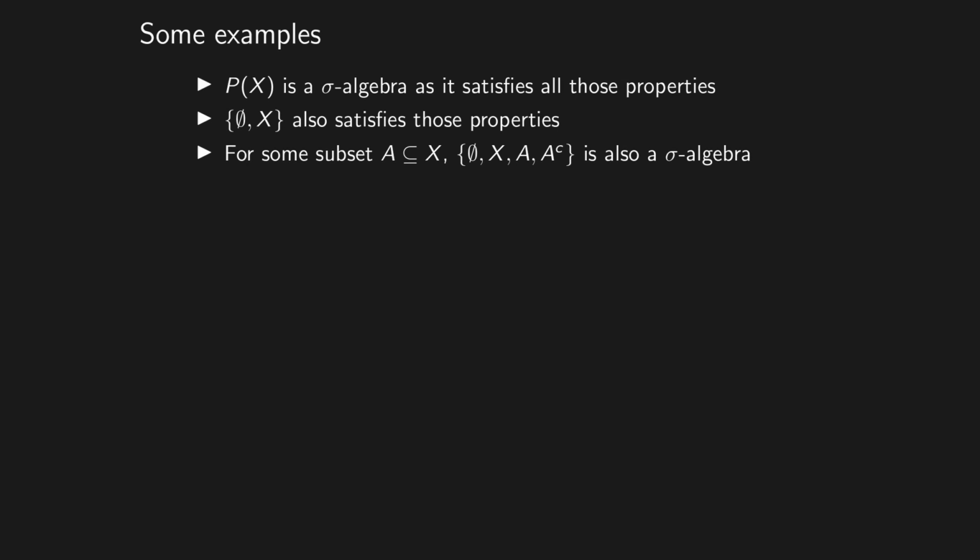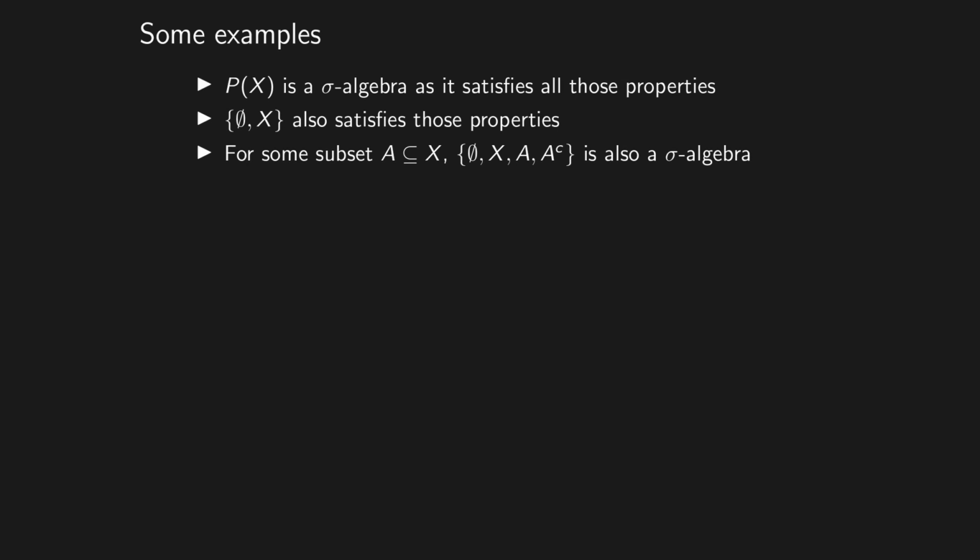So now let's look at some examples of sigma algebras. One of them is just the power set of X, and we know that this is a sigma algebra since it contains all possible subsets, so it satisfies all the properties that we possibly need. The second is the simplest sigma algebra that we can have, which is just the set with the empty set and X in it.